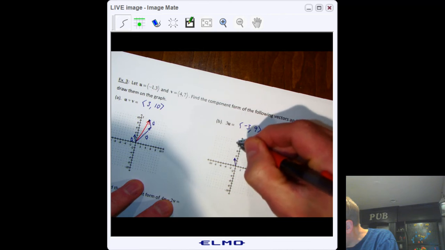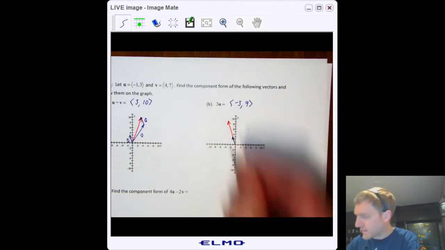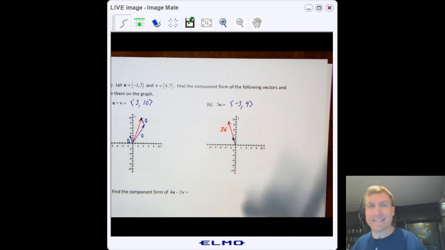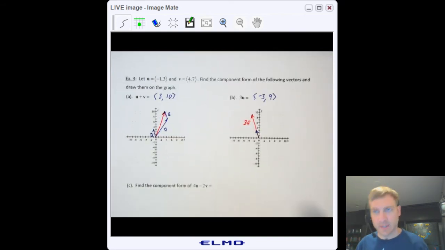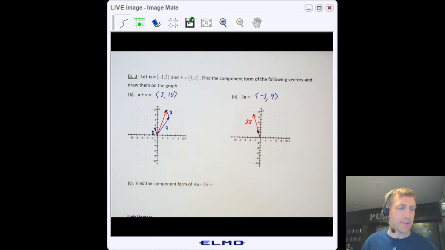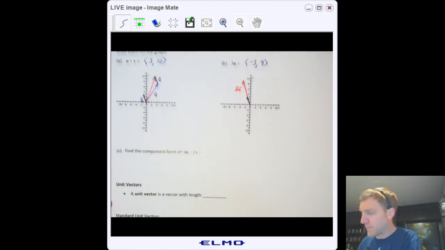Negative 3. We can count there, 9. There we go. That's 3 times vector u. As you can see, it's going in the same direction as the original vector. It's just 3 times as long. So that's vector addition. That's scalar multiplication. Okay, one more.